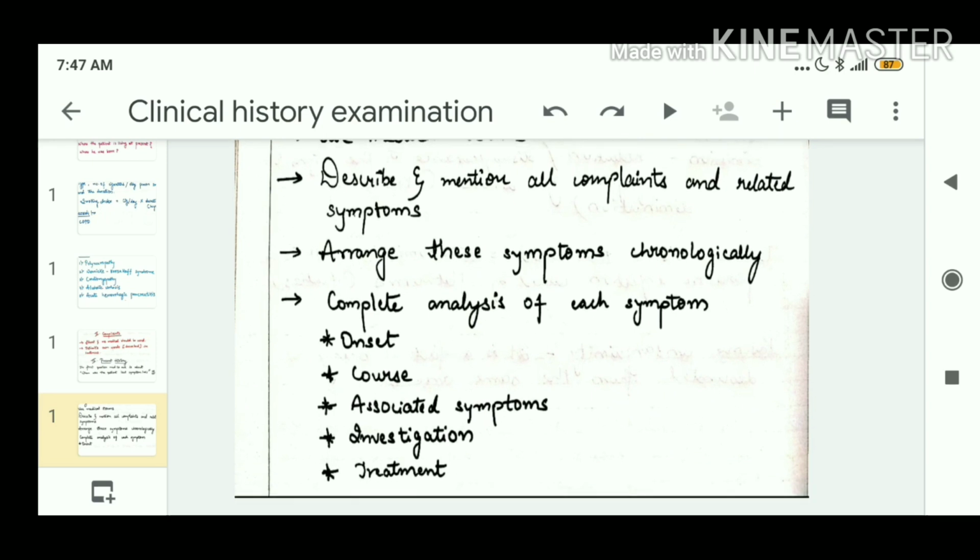Arrange these symptoms chronologically. What happened to the patient first? If the patient first had a cold, then a cough, whatever happened first, you should write it first, chronologically. Complete analysis of each symptom, which includes onset, course, associated symptoms, investigation and treatment.